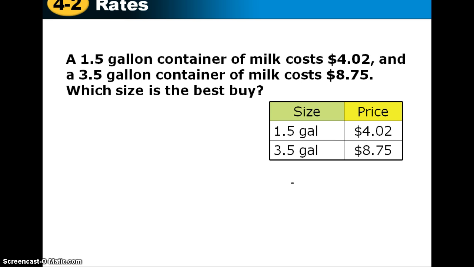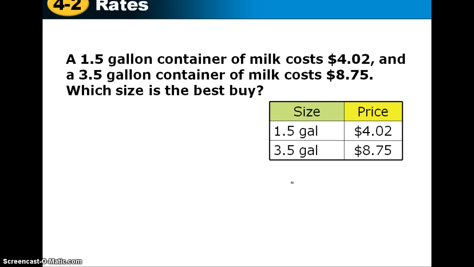Okay, the last example is a multi-step problem. We're going to compare costs of different size milk containers to find out which is the better buy. So here this problem says a 1.5 gallon container of milk costs $4.02 and a 3.5 gallon container of milk costs $8.75. Which size is the best buy?